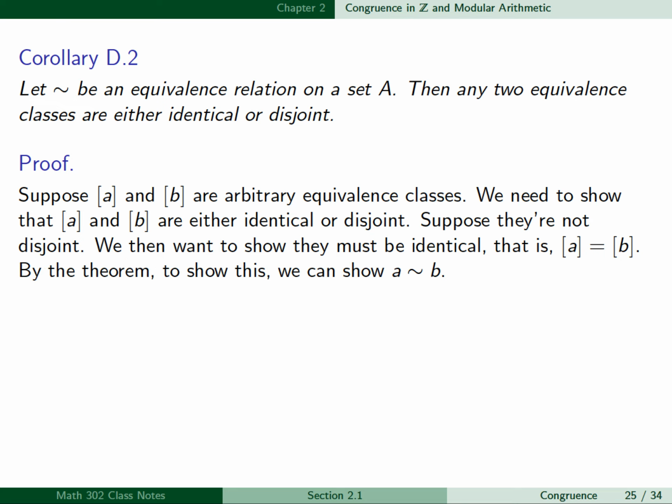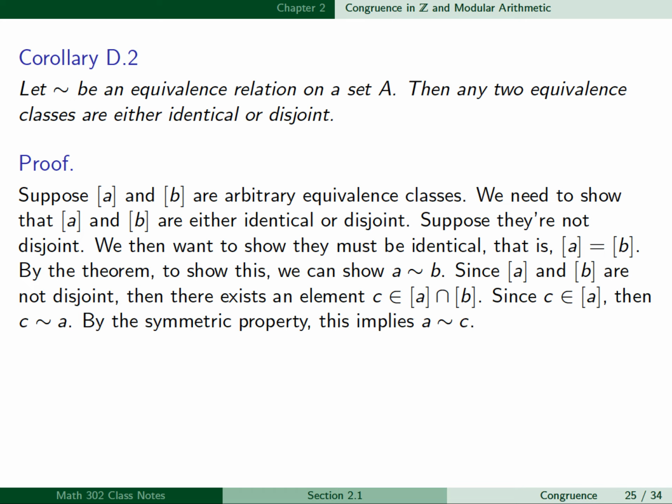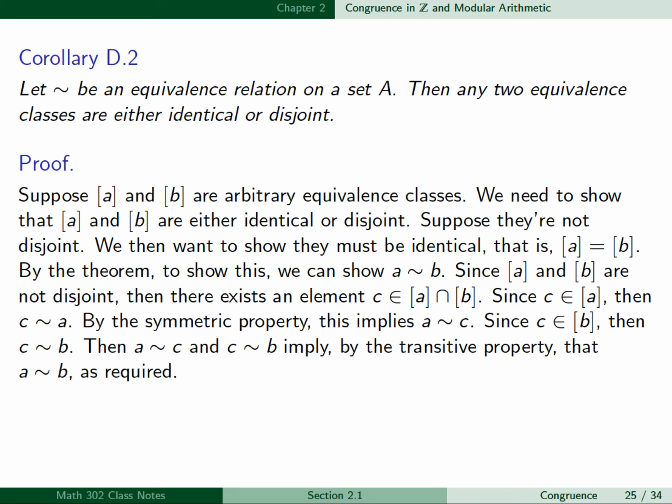Now by the theorem, to show that the two classes are equal to one another, we can show that A is related to B. Since the class of A and the class of B are not disjoint, then there exists an element C in their intersection. Since C is in the class of A, then C is related to A, and by the symmetric property, this implies that A is related to C. Since C is in the class of B, then C is related to B. Then A is related to C and C is related to B imply, by the transitive property, that A is related to B. And that's what we needed to show. And therefore the class of A equals the class of B. And this proves the corollary.